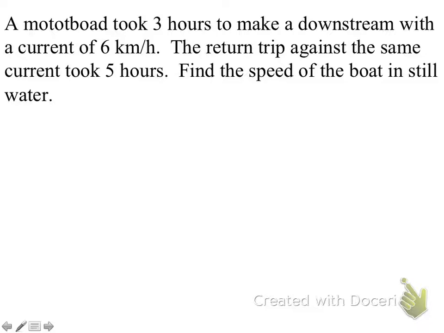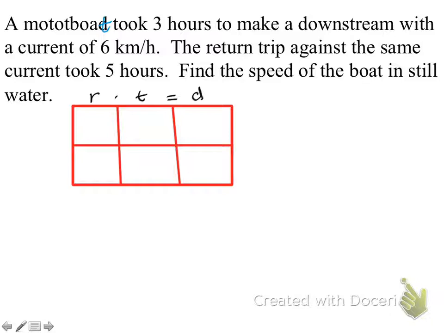It says M-O-T. You're working. How am I labeling the left side of my box? Michael? With the current and against. Okay, so I'm going to write with current and against.